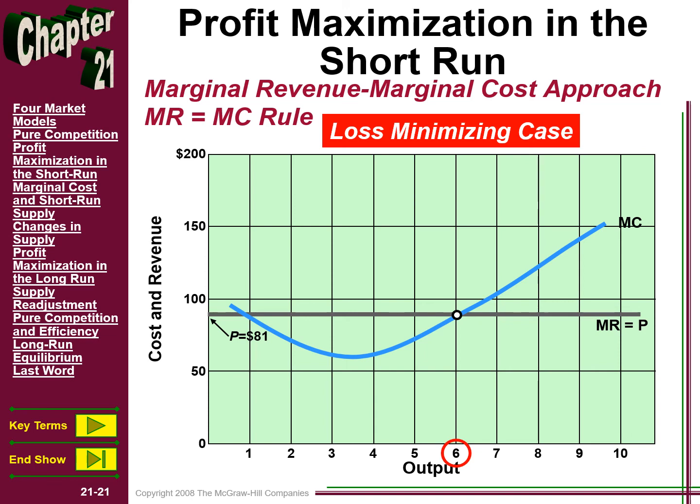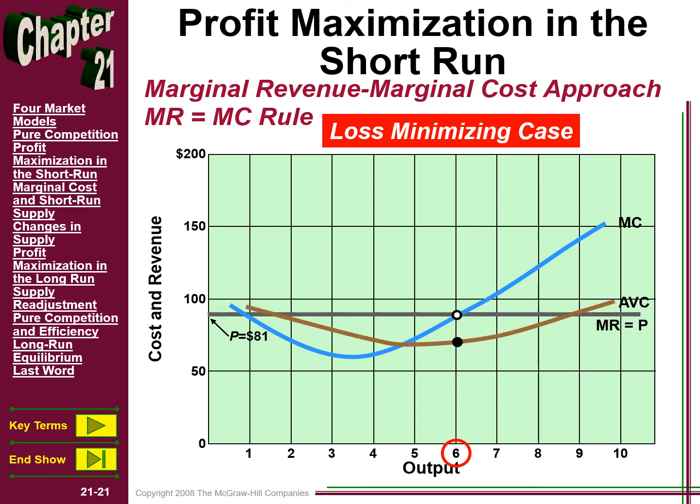This does not tell us whether or not we should produce. It just tells us what level the firm should produce at. We've identified the profit maximizing or loss minimizing level of output in the short run. So what's the determining factor on whether or not this firm should produce?